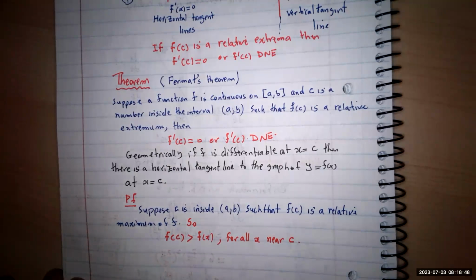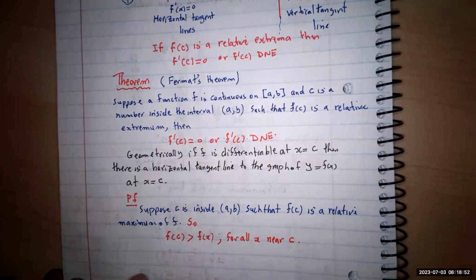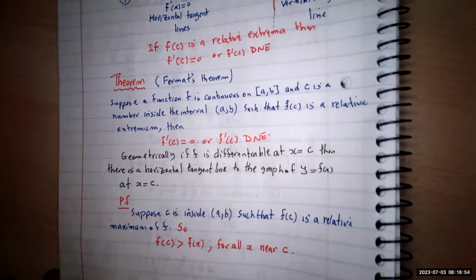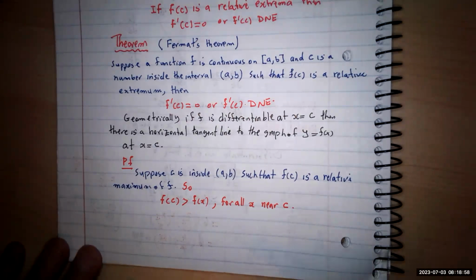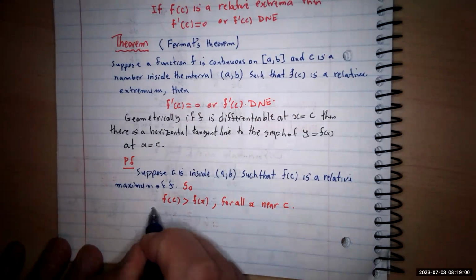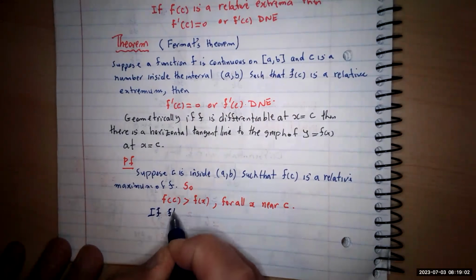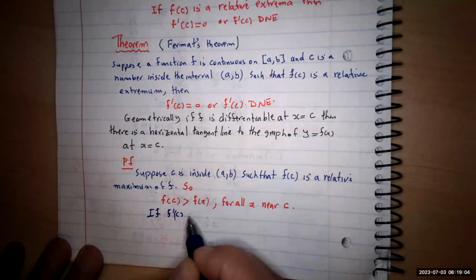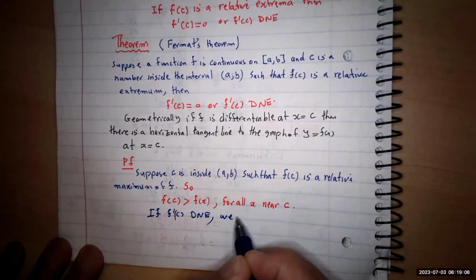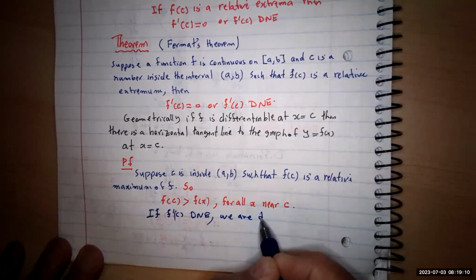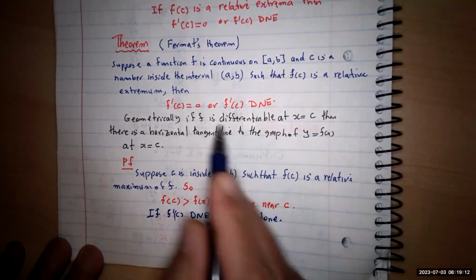So this is what you give me. What I want to prove is that f prime is 0. Of course, if f prime of C does not exist, I'm done. I'm not going to care about that one. If f prime of C does not exist, then we are done. We proved it, because that's one part of the theorem.